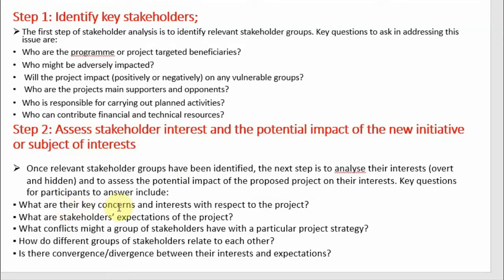What are the key concerns and interests with respect to the project? What are stakeholders' expectations of the project? What conflicts might a group of stakeholders have with a particular project strategy? And how do different groups of stakeholders relate to each other? And you have to check one more thing: is there any divergence between the interest and expectation? Okay, so all these things have to be checked.